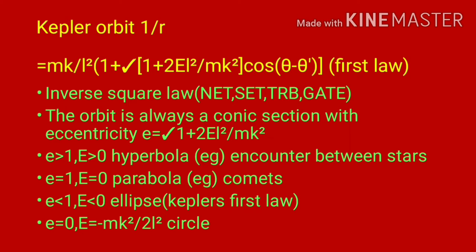When the eccentricity e is greater than 1 and the energy E is greater than 0, it denotes a hyperbola. An example for a hyperbola is the encounter between stars. When eccentricity is equal to 1 and energy is equal to 0, it denotes a parabola. Example: comets. Then when e is less than 1 and capital E is less than 0, it denotes an ellipse. It is Kepler's first law.